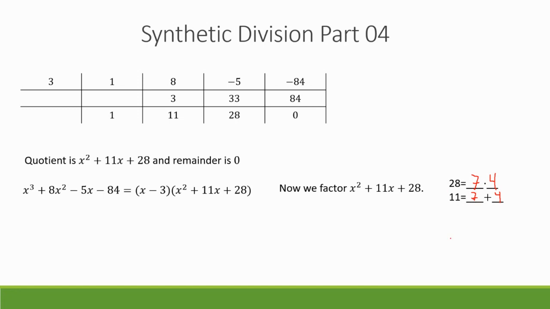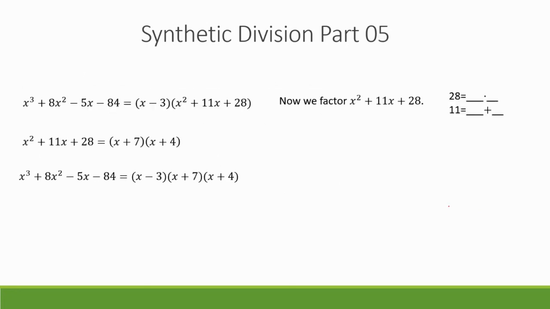So that's what we get here. We put it in, the product, we have 7 and 4. We put the x plus 7 times x plus 4 in. And we get x minus 3 times x plus 7 times x plus 4. And that's our answer.